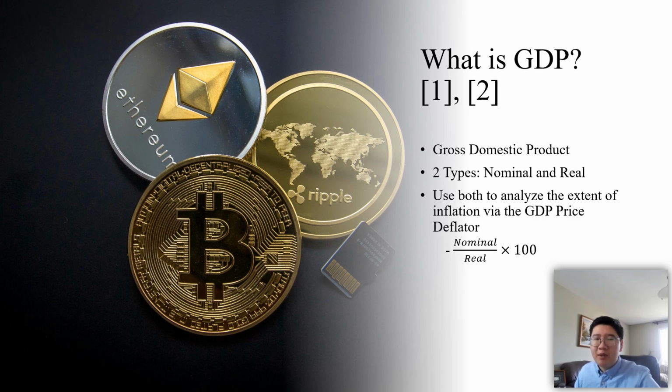And there's real GDP, which is the inflation-adjusted metric, and this uses prices of a fixed year, which is useful for analyzing GDP growth over time. And a useful calculation using both is the GDP price deflator, which is the ratio of the nominal to the real, and higher nominal means more inflation, lower means less.